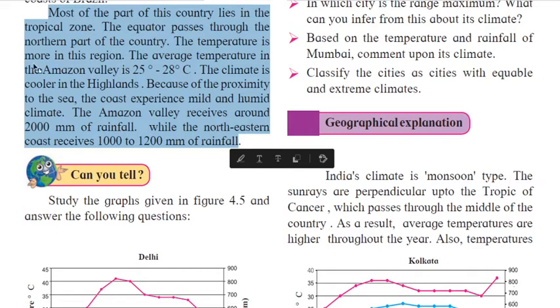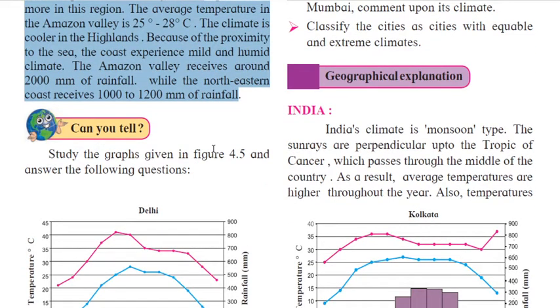The temperature is higher in this region. The average temperature in the Amazon Valley is 25 degrees to 28 degrees Celsius. The climate is cooler in the highlands because of the proximity to the sea. The coast experiences a mild and humid climate. The Amazon Valley receives around 2000 mm of rainfall, while the northeastern coast receives 1000 to 1200 mm of rainfall. I hope you are getting the points.